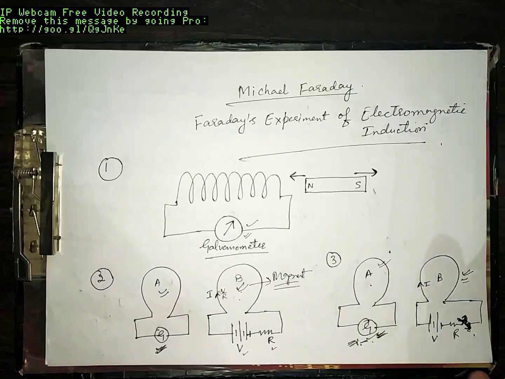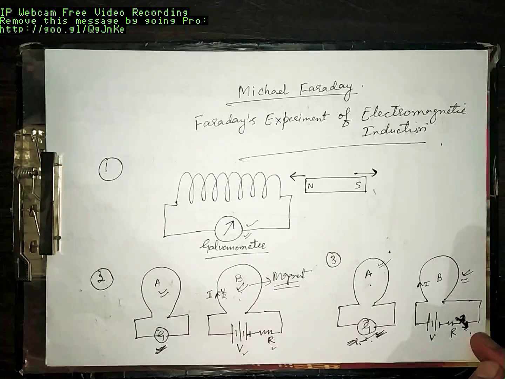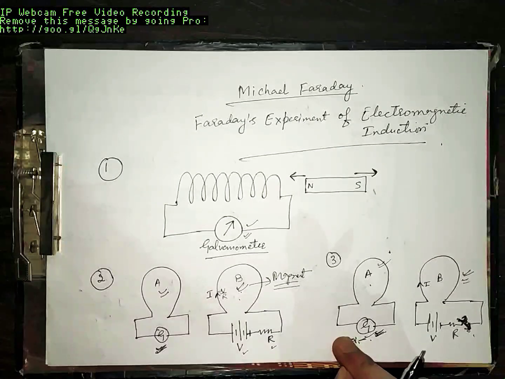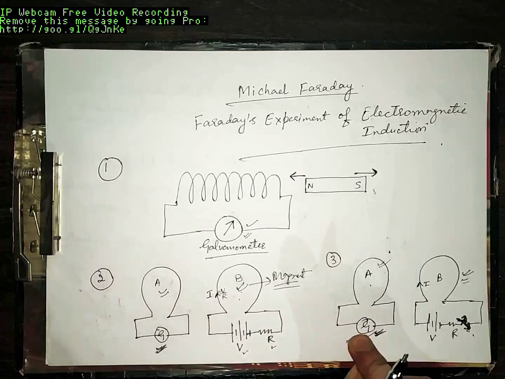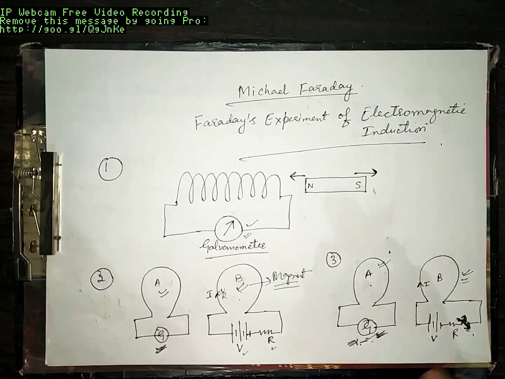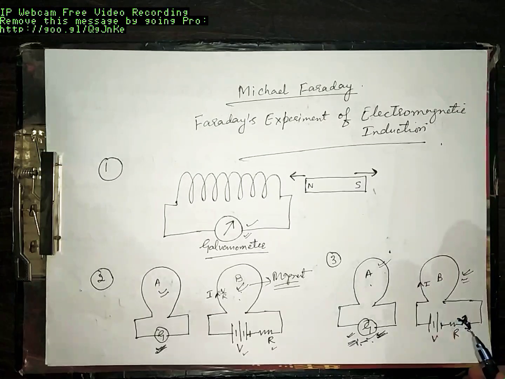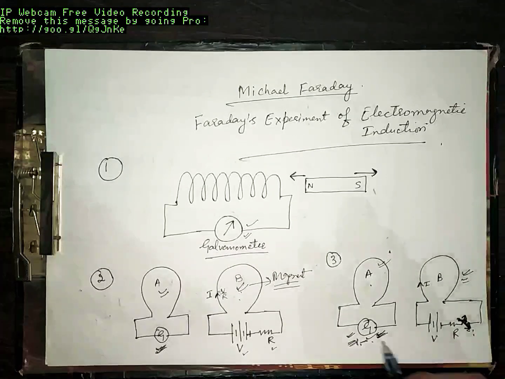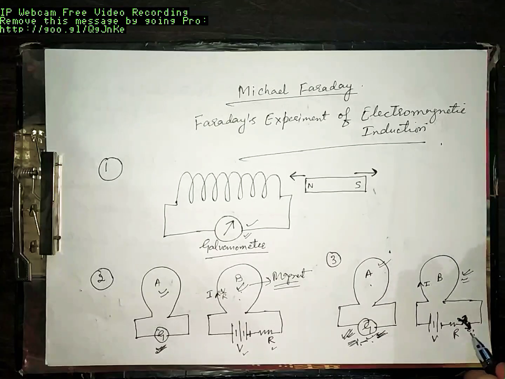Next, the switch was opened again. When the switch was opened, this again showed deflection. Then when this is open completely, this is not showing any deflection. That means this galvanometer is showing deflection only when this switch is being closed or being opened, instantaneously, at that instant only. When this is closed, this is not showing any deflection. When this is open, this is not showing any deflection. It shows deflection only at the instant this switch is closed and the instant it is opened.